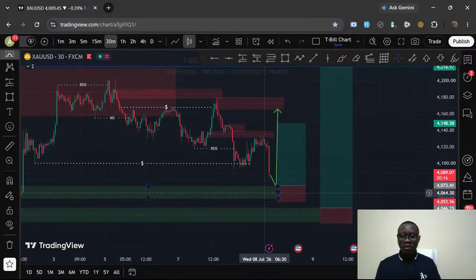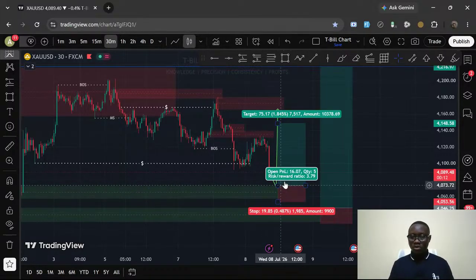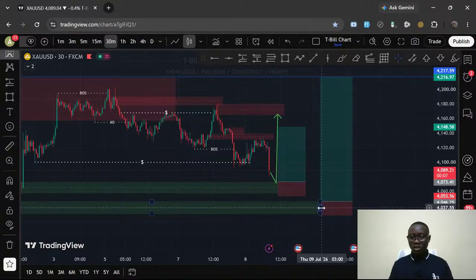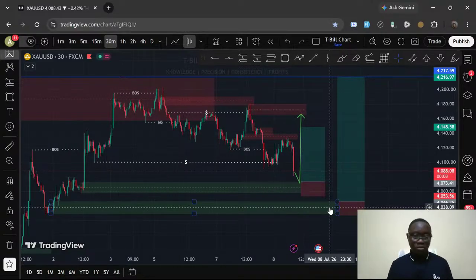But again, let's be patient for price to tap into this zone before we probably consider it a buy. And if it fails, then we're looking at price to tap into this extreme order block for a potential buy.